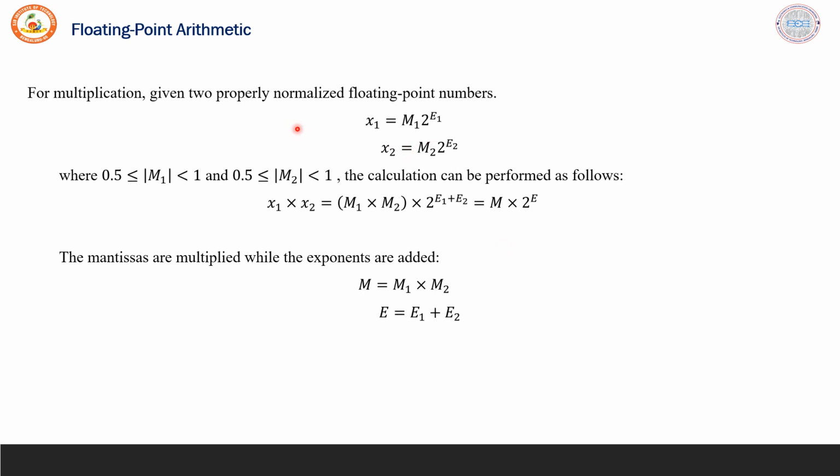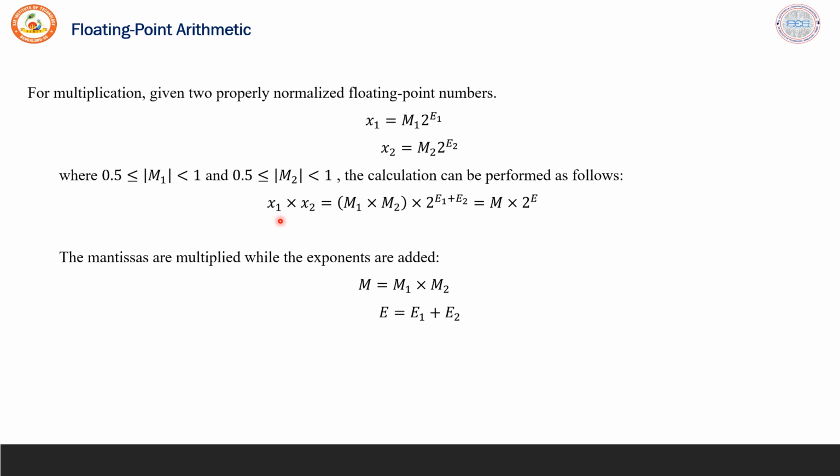Next, we consider the operation called multiplication. Once again, we consider the numbers x1 and x2 which are expressed as m1 times 2 to the power of e1 and m2 times 2 to the power of e2. The mantissas are m and exponents are e. Now the mantissas individually are considered to fall in the range of 0.5 to 1. This is an attempt to prevent a sort of overflow. The calculation can be performed as shown here.